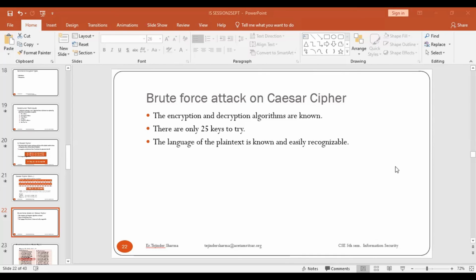You just enter the plain text and you will get the ciphertext, or you put the ciphertext as an input and retrieve the plain text. Within seconds you can do that. So the language of plain text is known and easily recognizable. So these are your cons.